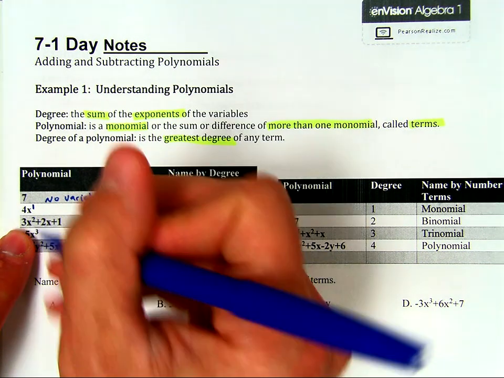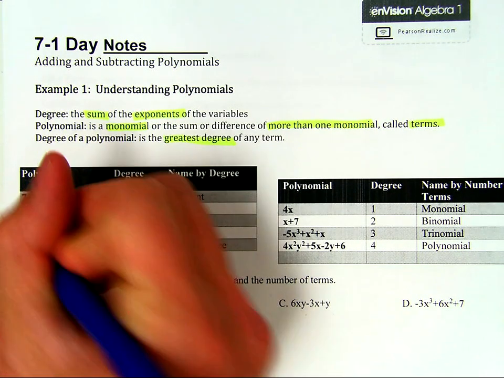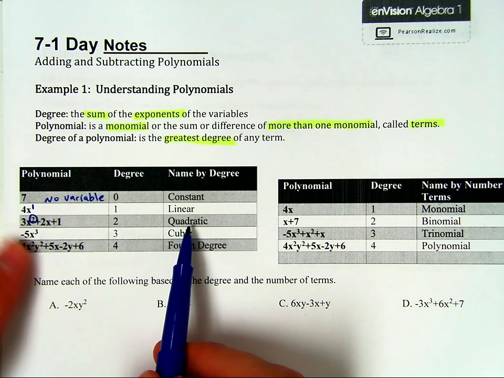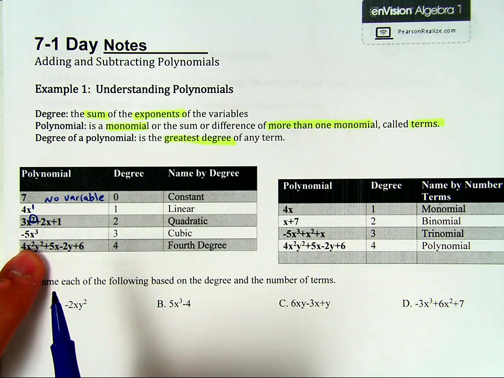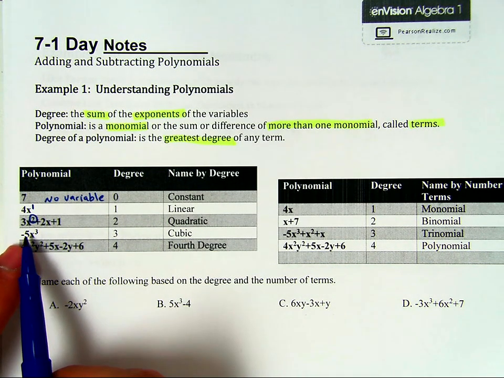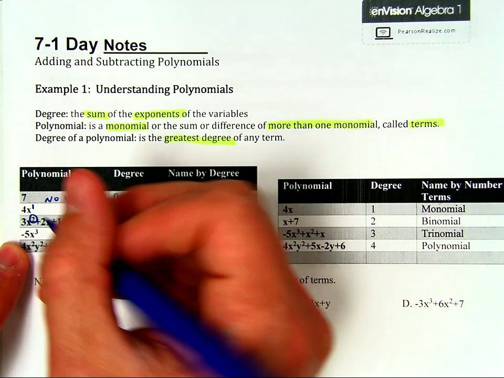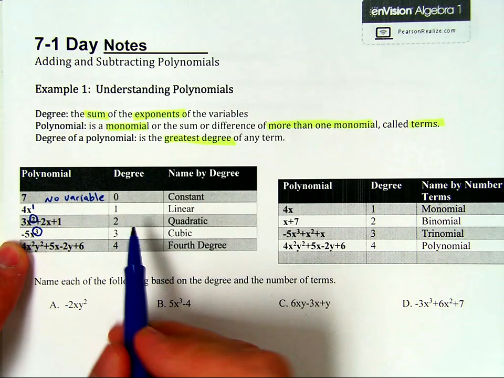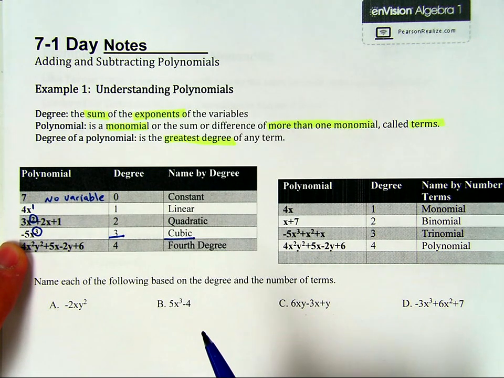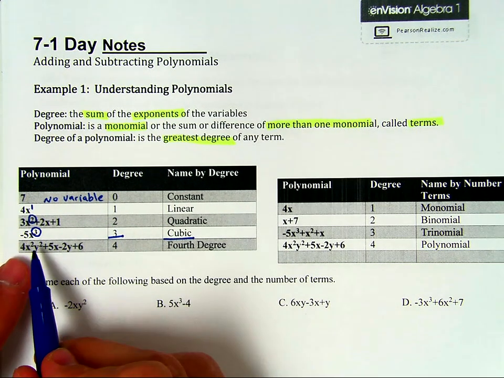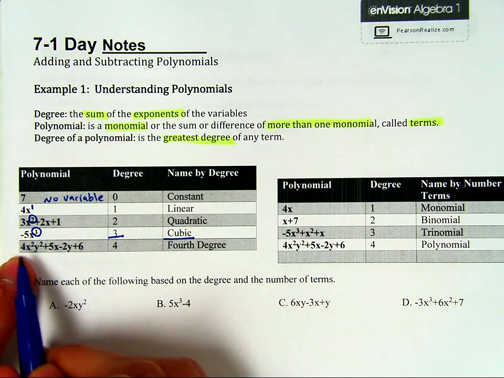Here, this is a polynomial. It's multiple terms. So this has 3 terms, but notice the highest exponent is 2. So we call this a quadratic. Negative 5x to the third. This is only one monomial, but the highest degree is 3, so we call it a cubic.